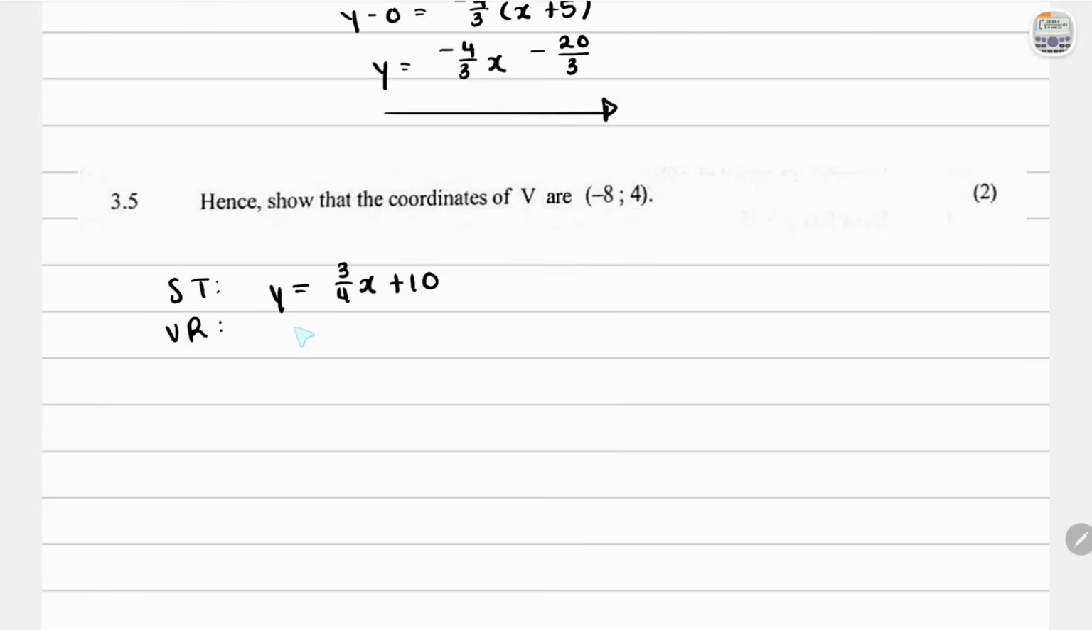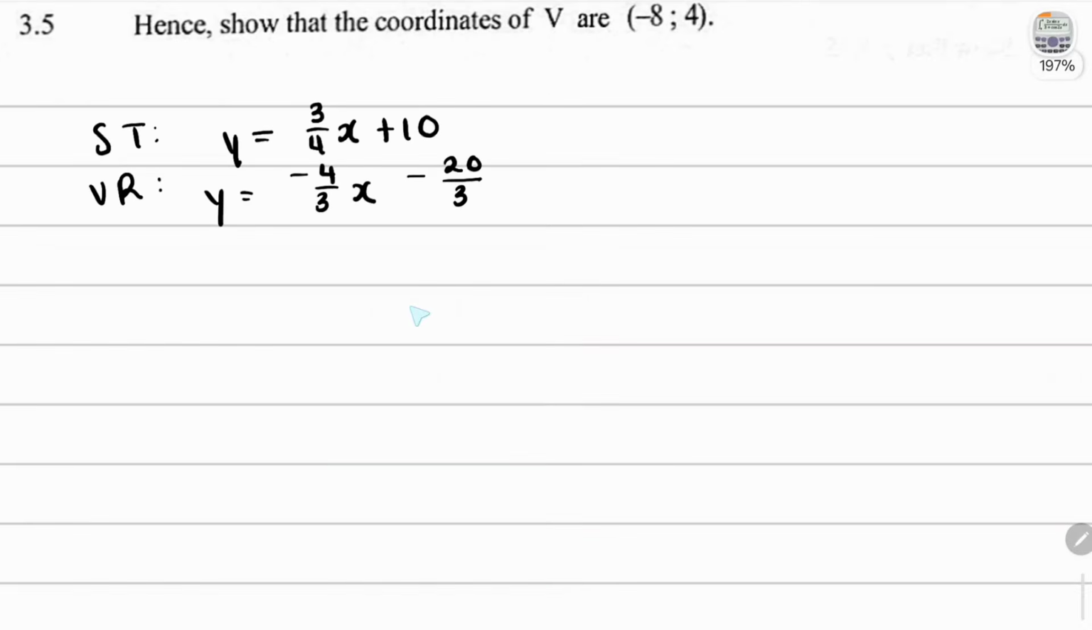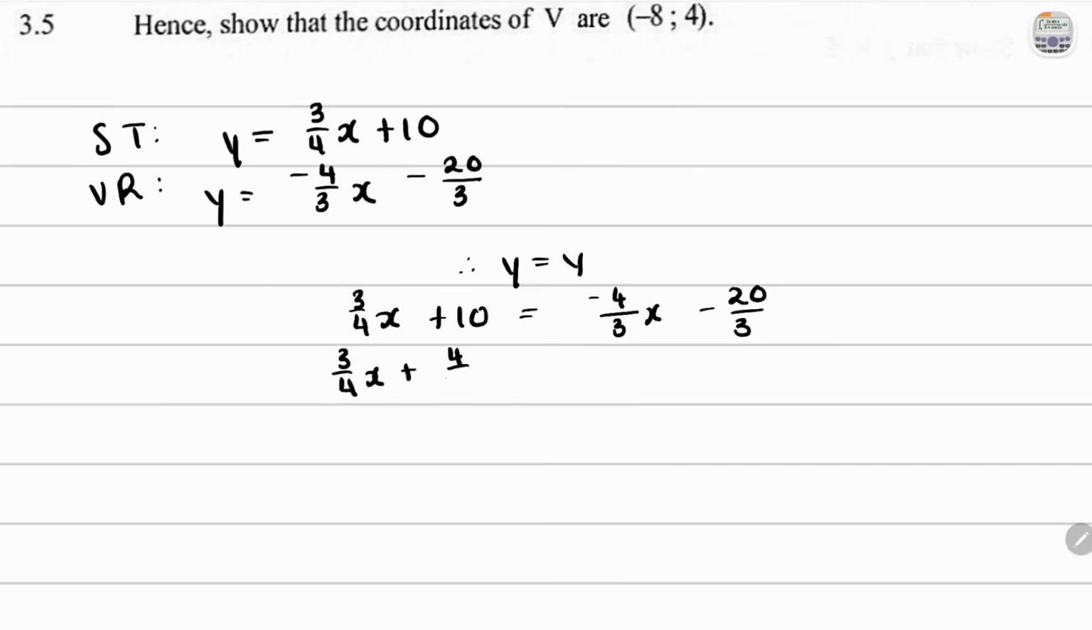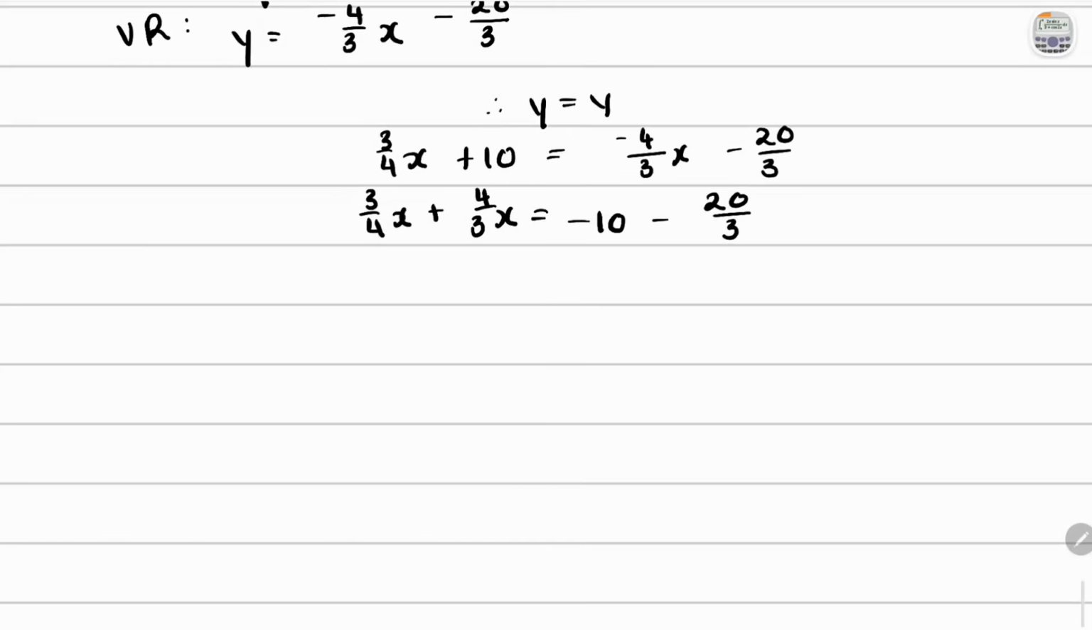So we're just going to equate them. Okay, so we'll say y is equal to y, and we're going to say 3/4x plus 10 equals -4/3x minus 20 over 3. Okay, take that gradient over. That's going to be 3 over 4x plus 4 over 3x is equal to, and if you take the 10 over, it becomes negative, minus 20 over 3. And we just have to simplify here.